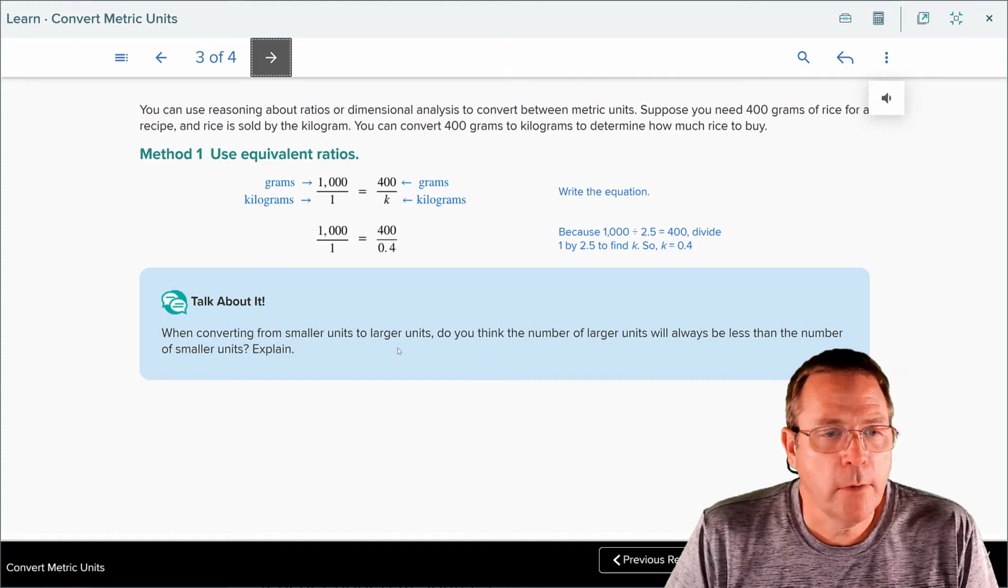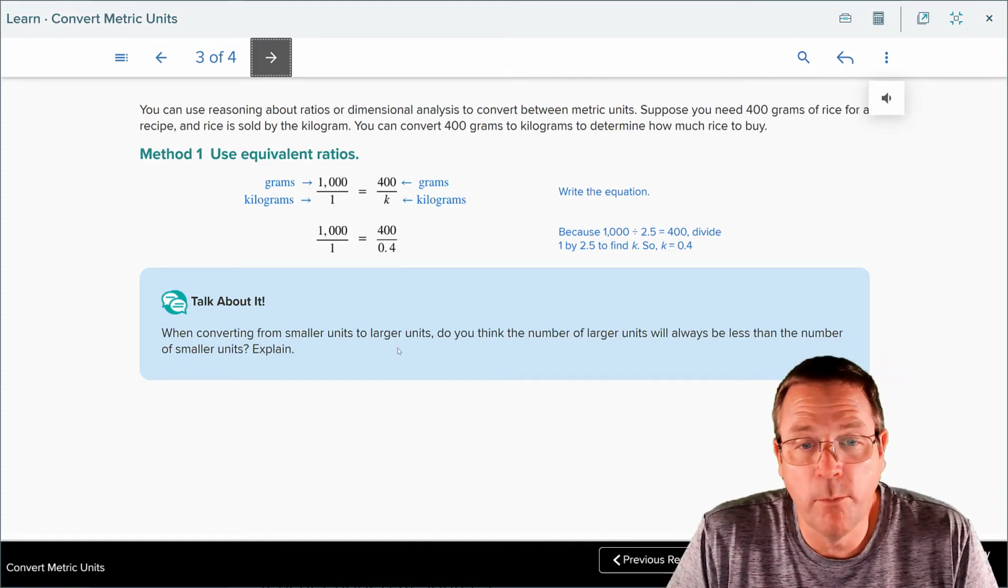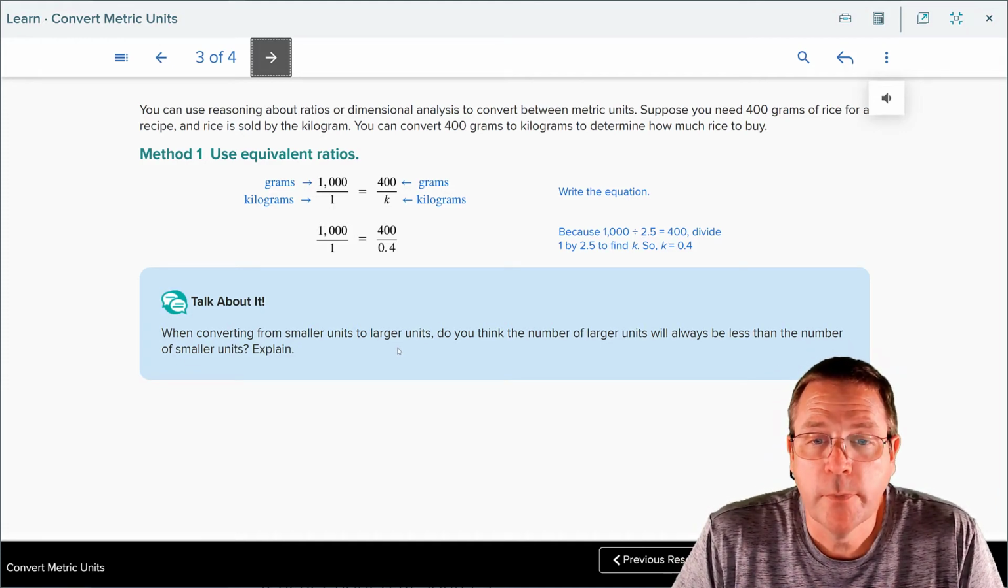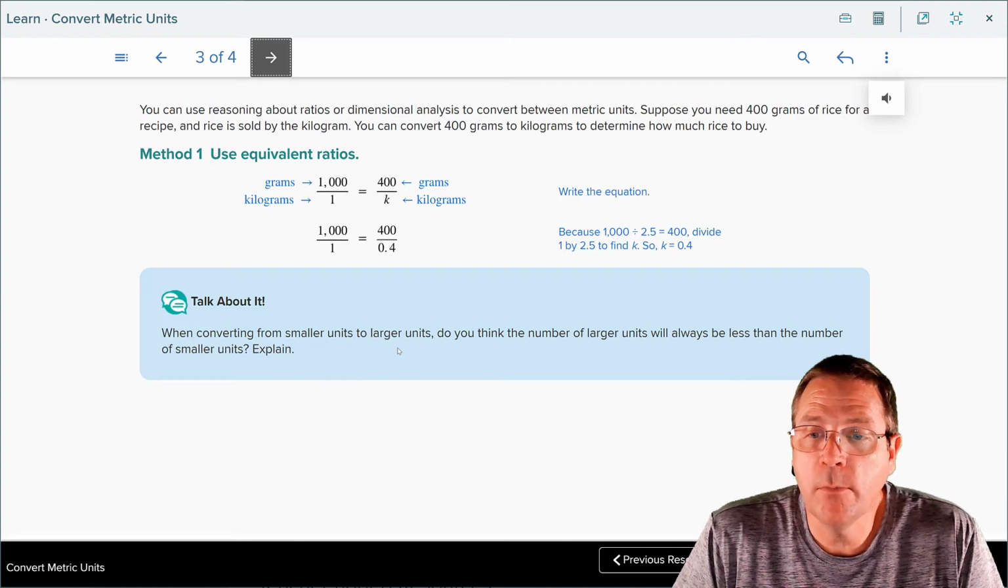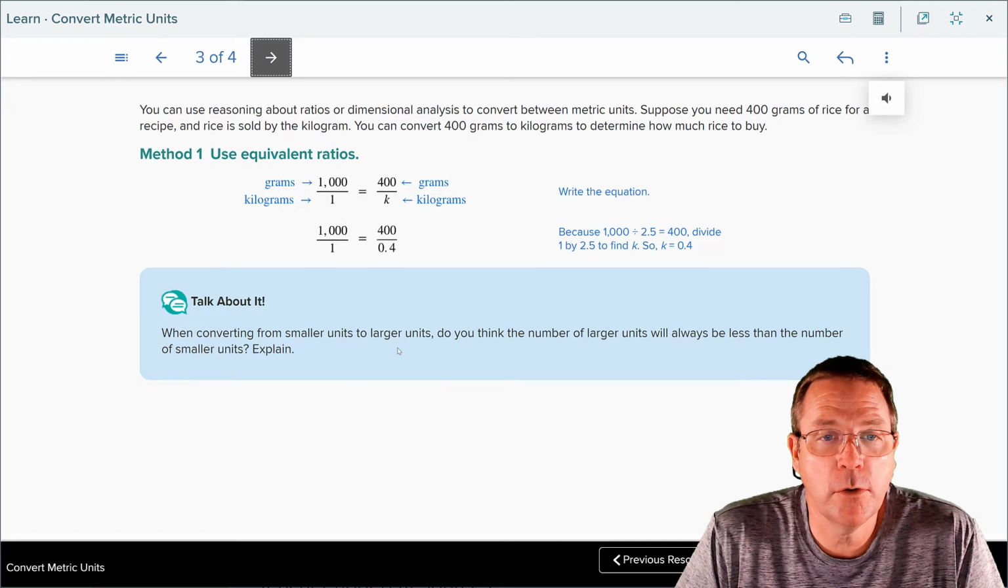In our Talk About It section, when converting from smaller units to larger units, do you think that the number of larger units will always be less than the number of smaller units? What do you think? Pause the recording, write down your answer in sentence form, and we'll come back and look at it.